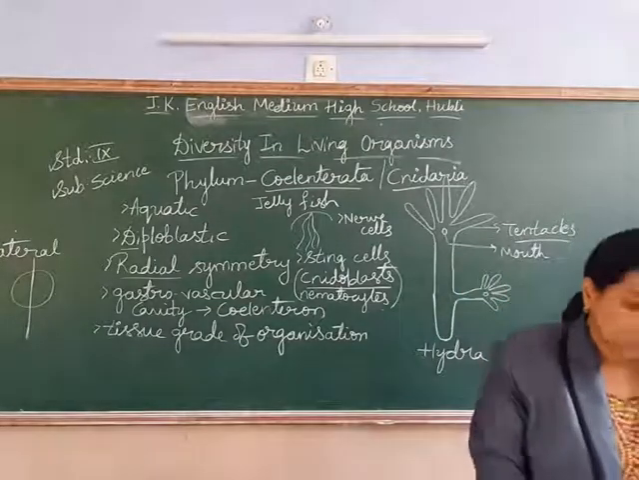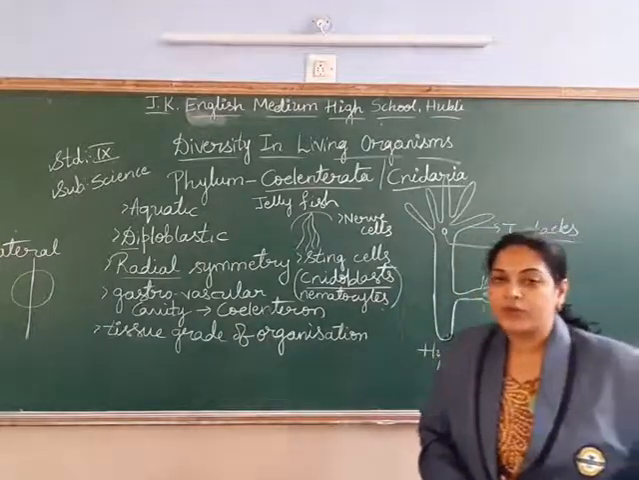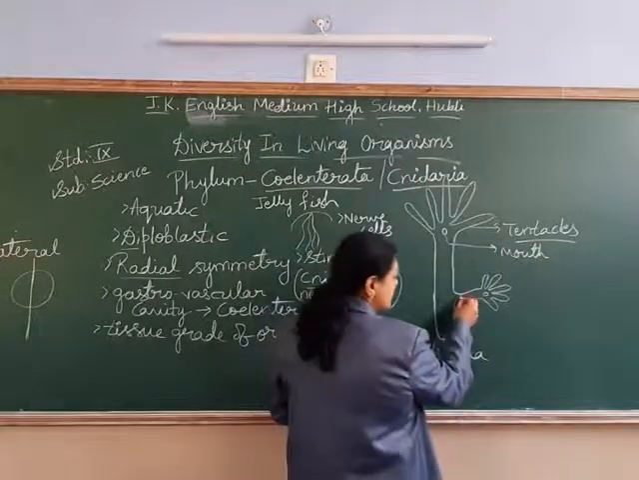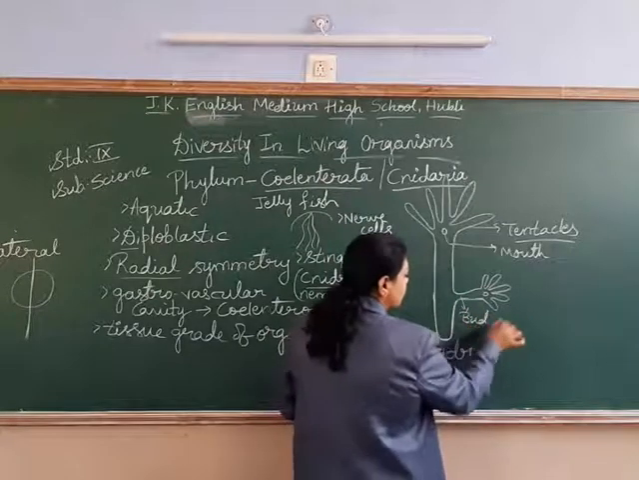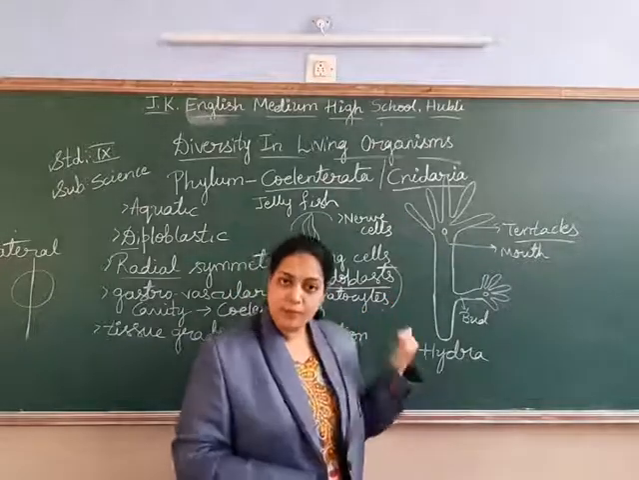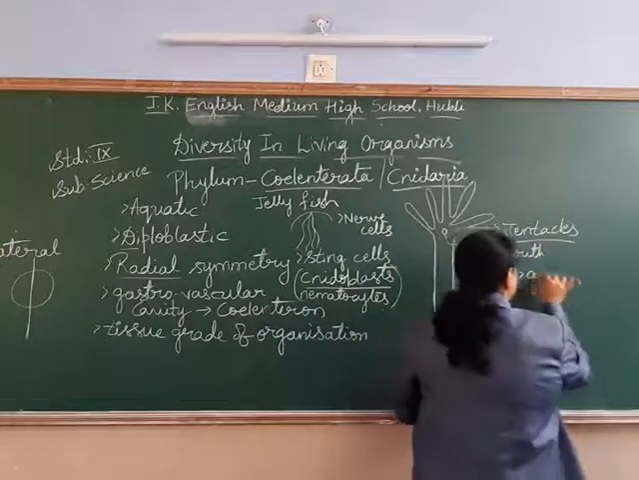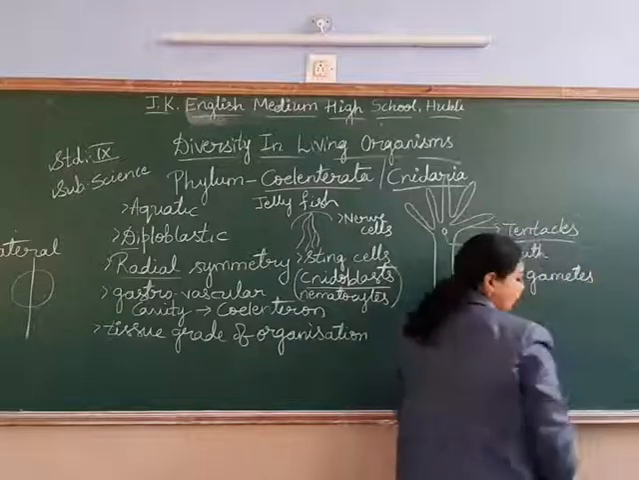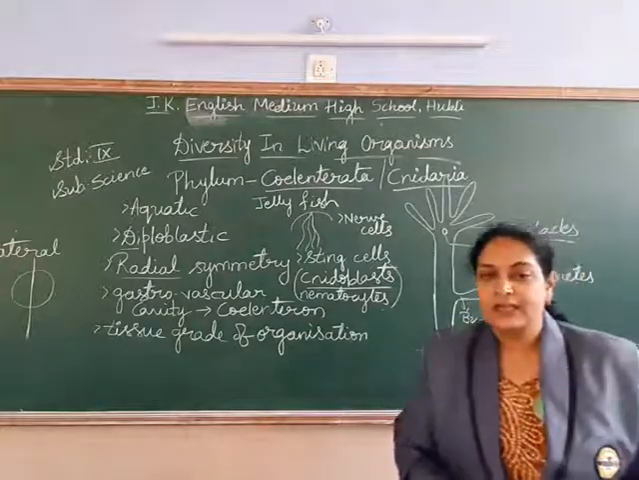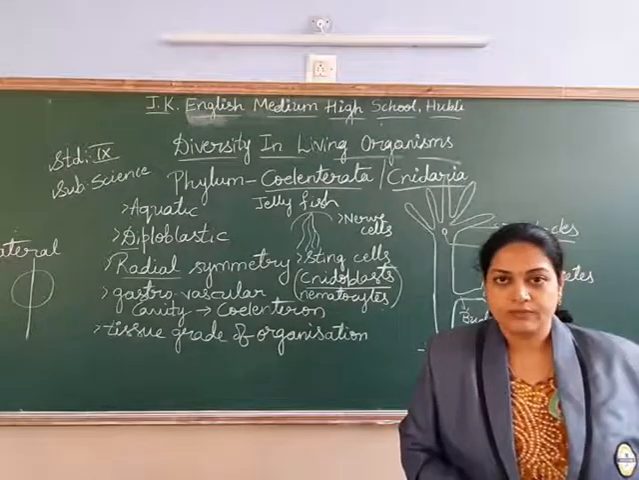Okay, coming to the next one, that is reproduction. Both asexual and sexual reproduction take place in Coelenterata. You can see here, this is called a bud, and this asexual type of reproduction is called budding. So it may be by budding or by the production of gametes. So these are all the general features of the phylum Coelenterata.